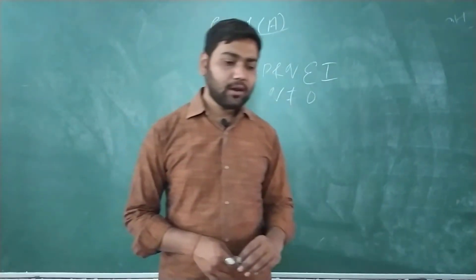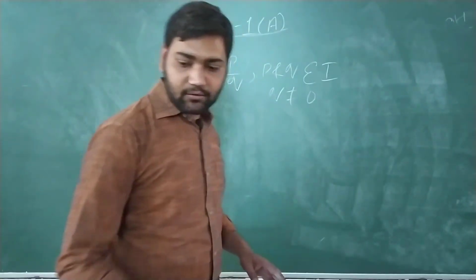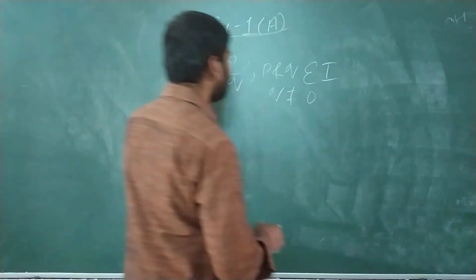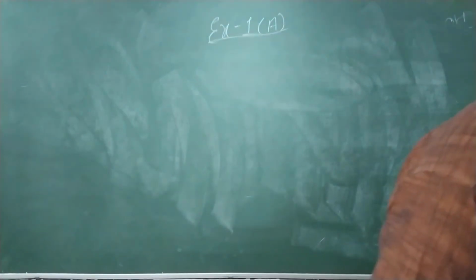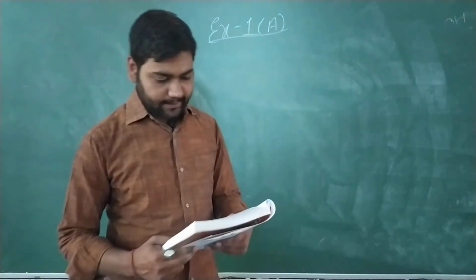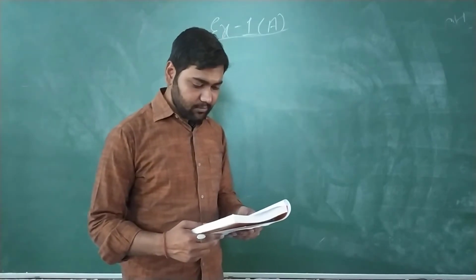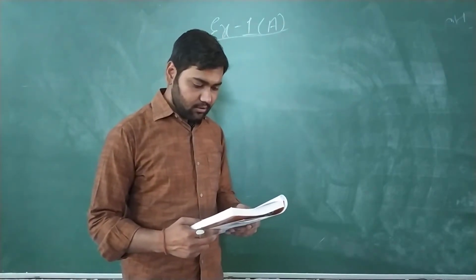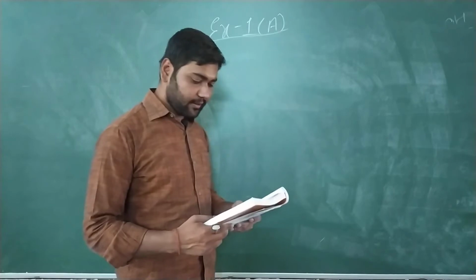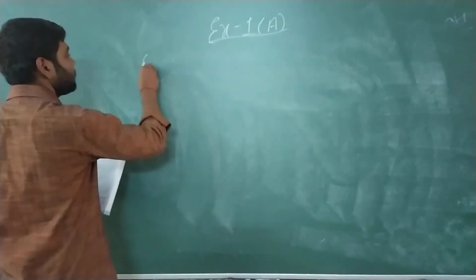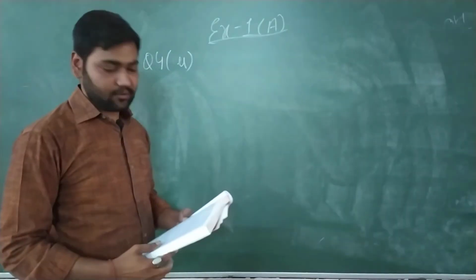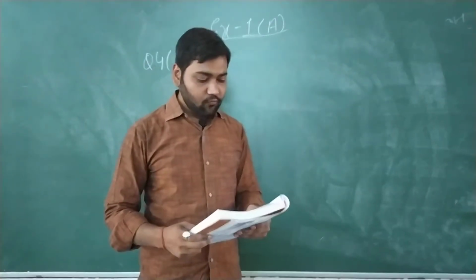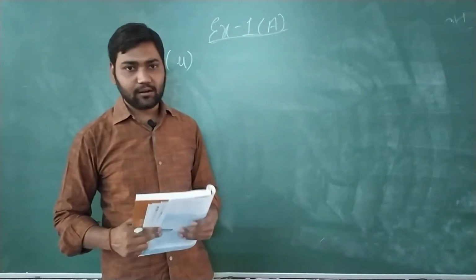Okay, so let us see exercise 1.1, that is 1A. First we will take up question number 4, second part. It is based on comparison. The question is: which of the two rational numbers is greater?